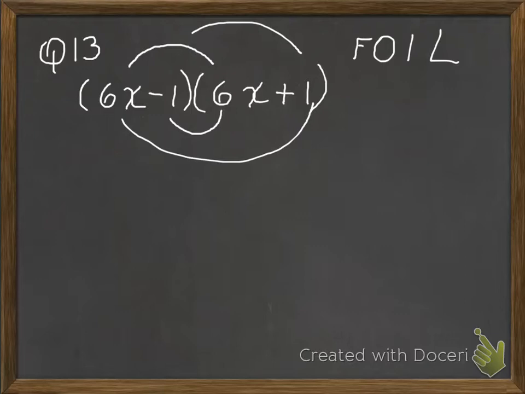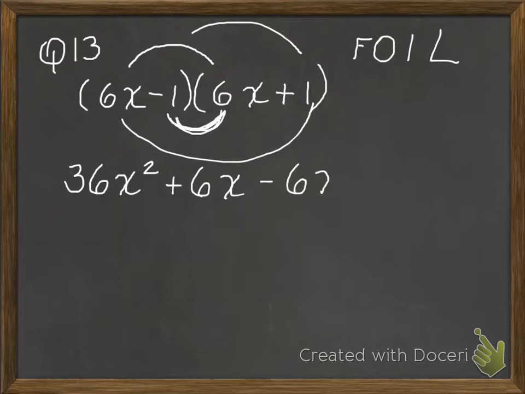So 6x times 6x is 36x squared. 6x times 1 is 6x. 6x, minus 1, now I'm doing the inners. Minus 1 times 6x is minus 6x. And finally, the last times the last. Minus 1 times 1 is minus 1.